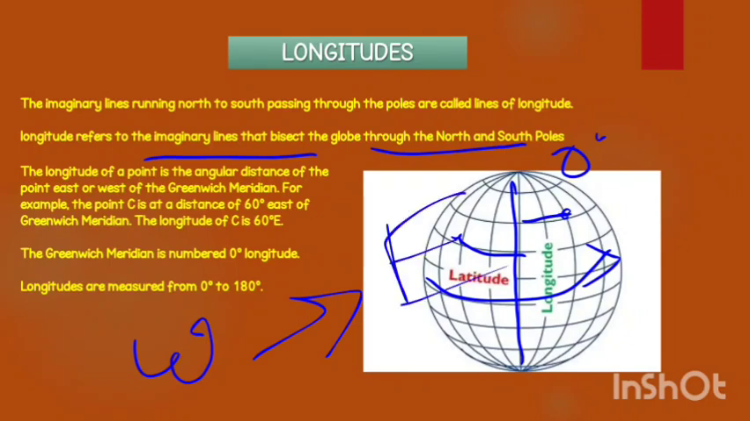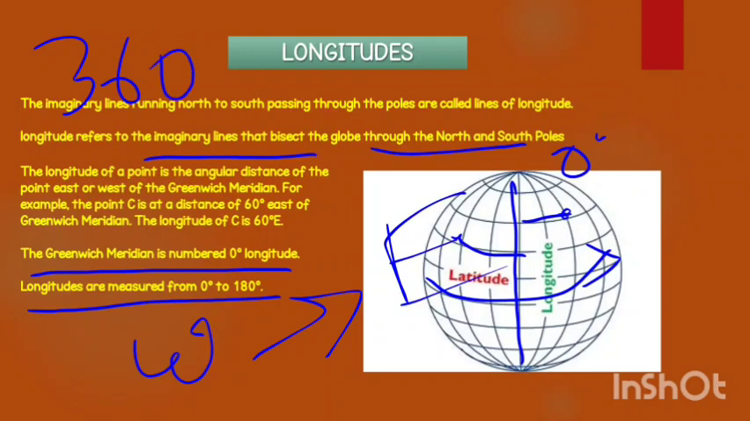The Greenwich is numbered as 0 degree longitude, and longitude is always measured from 0 degree to 180 degree. See, the total number of longitudes is 360, with 180 longitudes in the eastern part and 180 longitudes in the western part.